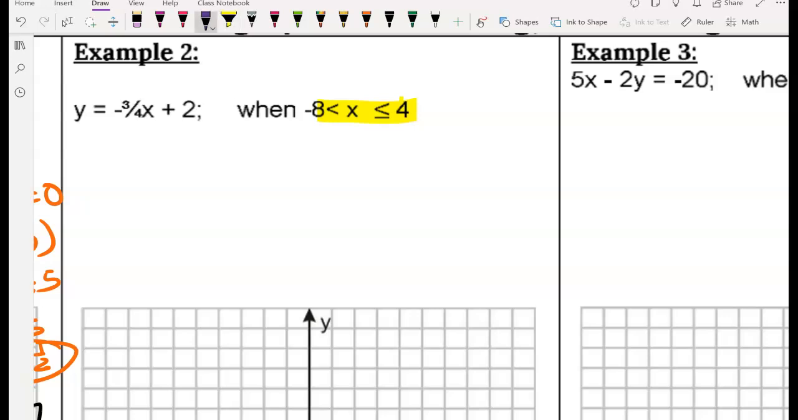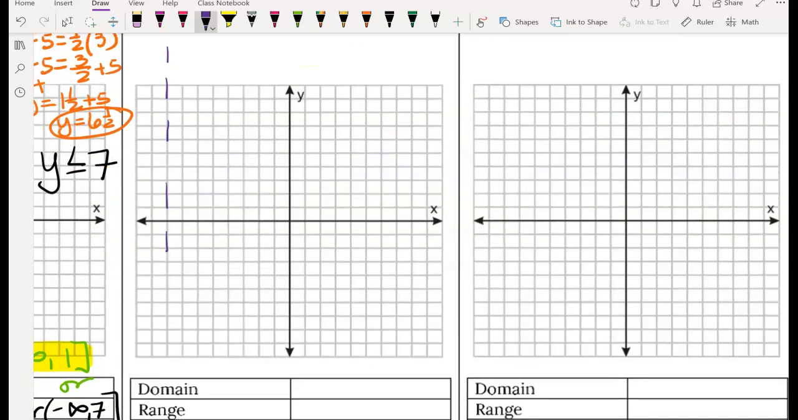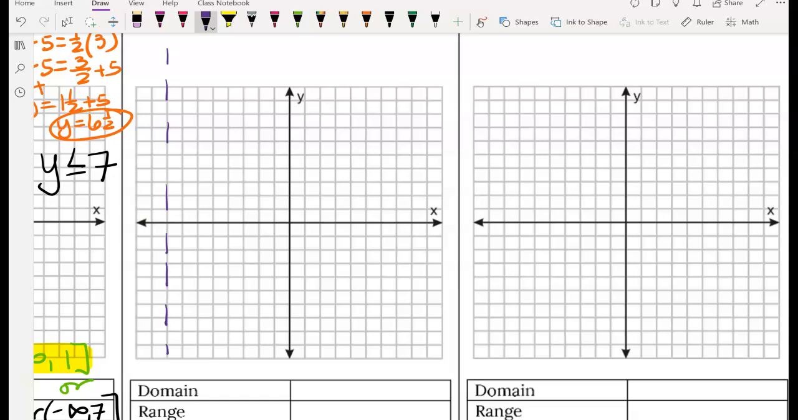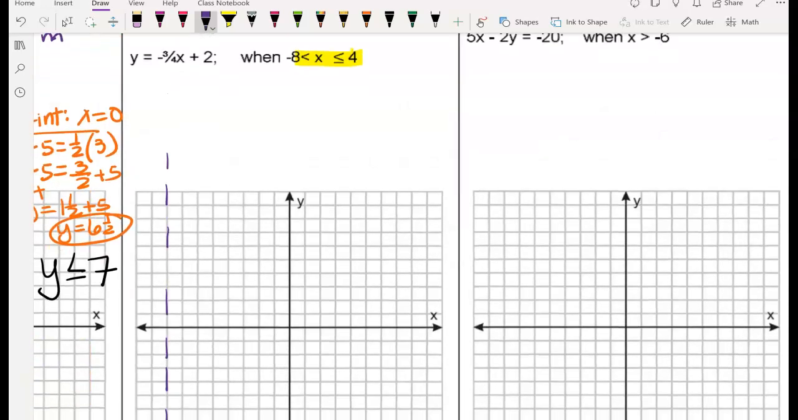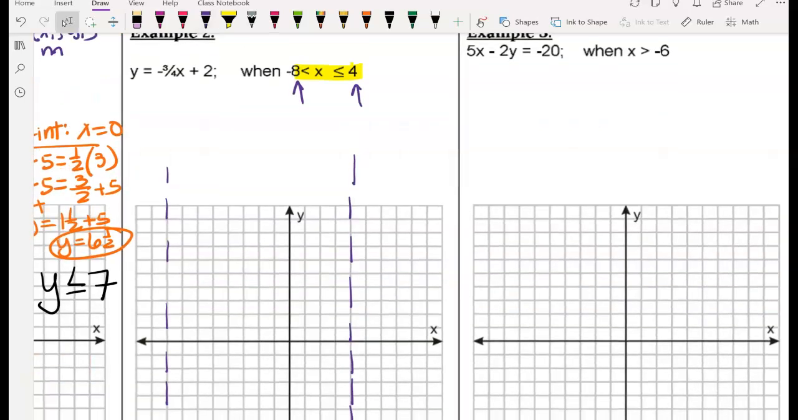Now for this one, I'm just going to tell you where negative 8 is going to be, which is right here. It's a segment, and the reason I know is because we have one endpoint and another endpoint. This segment can only be in the middle of these two dashed lines. There are multiple ways to go about this.